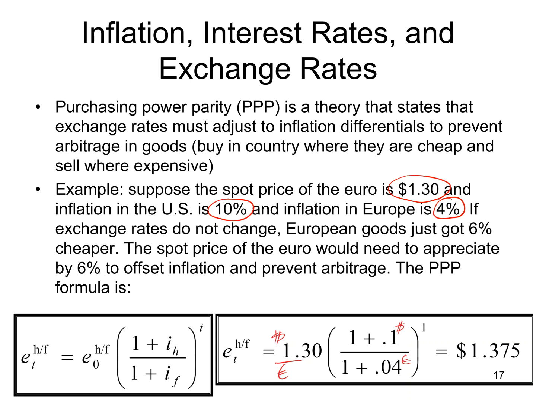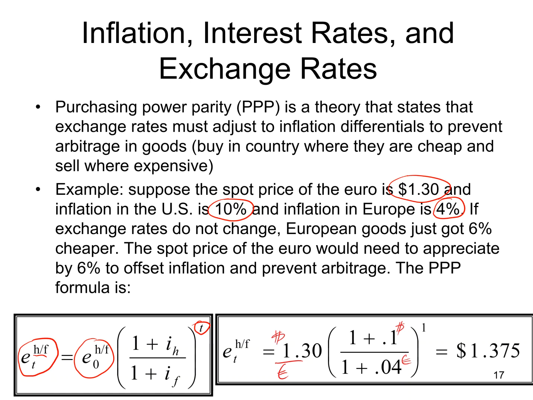So let's look at the formula used to do that. It says that the new exchange rate, we'll call it E at time T, and I just put a notation, we'll call it currency H over currency F, right? That's your quote currency over your base currency. So that new exchange rate is today's exchange rate times the ratio of 1 plus the inflation rate in currency H over 1 plus the inflation rate in currency F to the T power. So we'll talk about, say, 1 year.